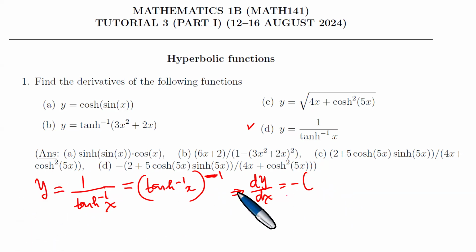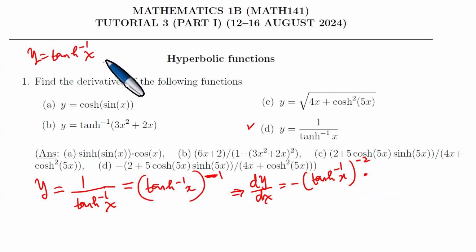You bring down minus the arc hyperbolic tangent. Then we have minus 2. So you bring down minus 1, you subtract 1 by the power rule and the chain rule version. Now we multiply that by the derivative of the arc hyperbolic tangent. But now, the arc hyperbolic tangent, if you have it, we can find its derivative.